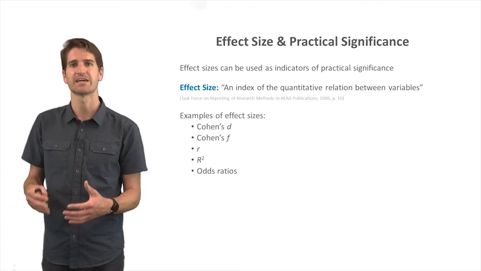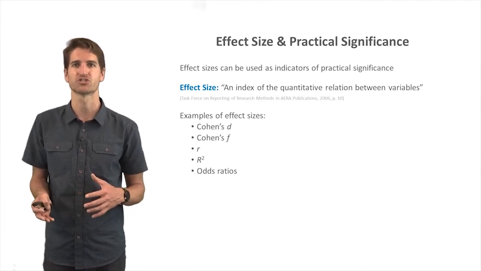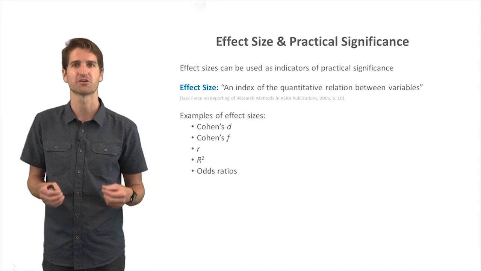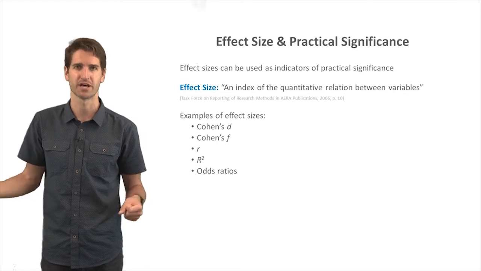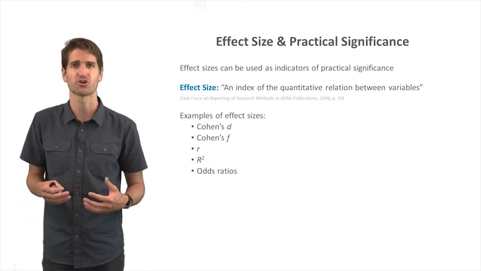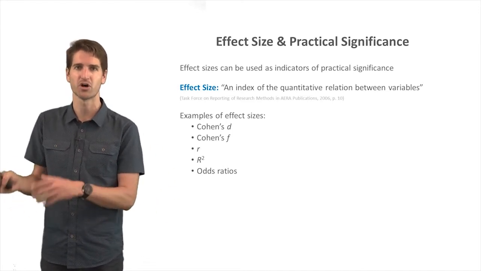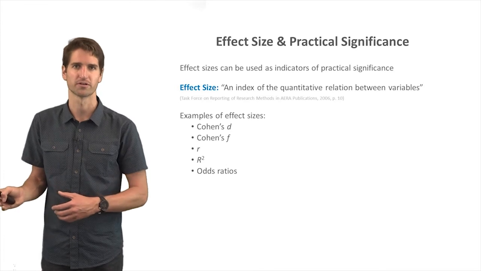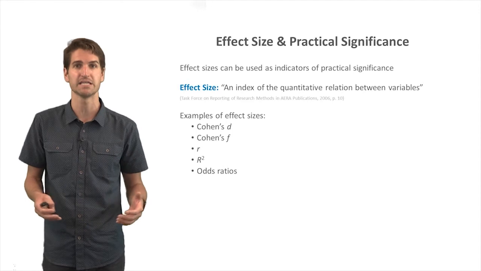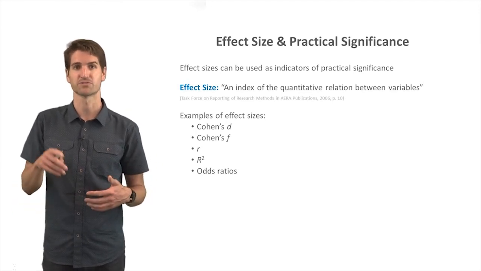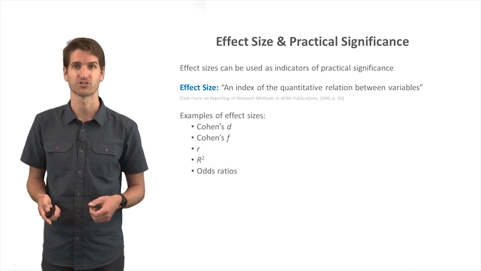where effect sizes can be used as indicators of practical significance. An effect size is an index of the quantitative relationship between variables. It's standardized such that you can compare effect sizes from one sample with that same type of effect size from another sample. For this reason, we can start describing the size of the effects in qualitative terms like small, medium, large, or weak, moderate, strong. Examples of effect sizes include, but are not limited to, Cohen's d, Cohen's f, the correlation coefficient represented by r, an r-squared value, which is variance explained, or even an odds ratio.